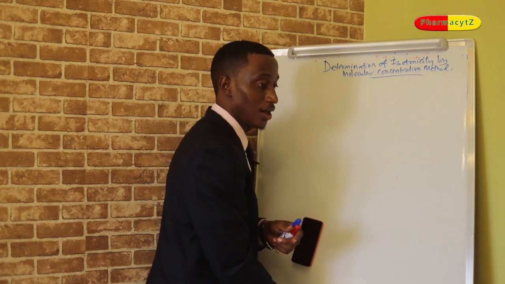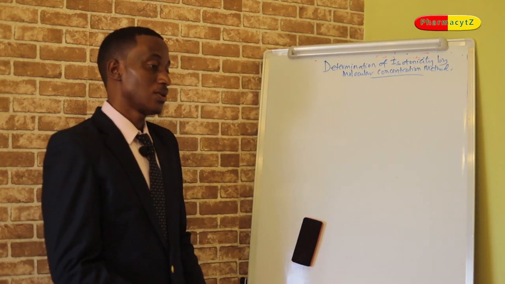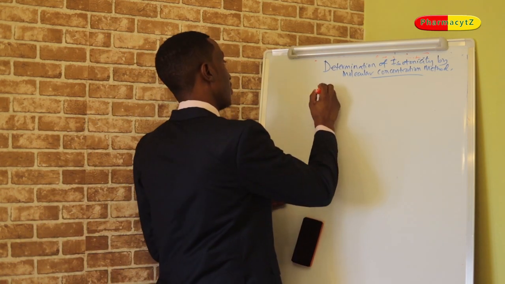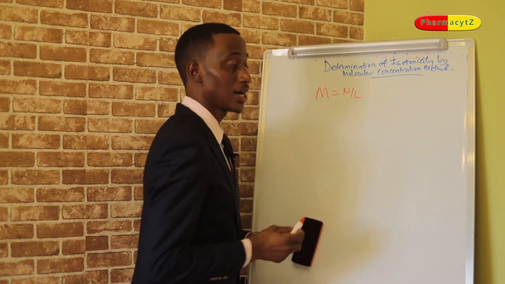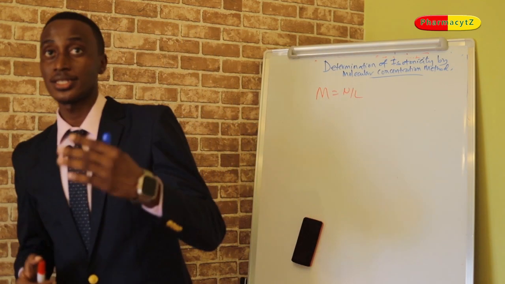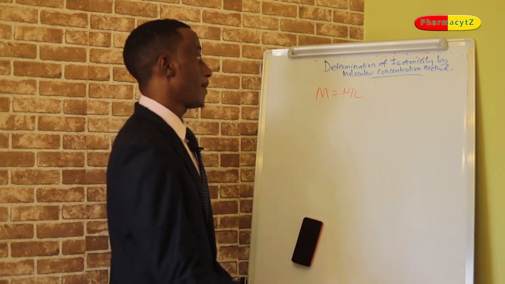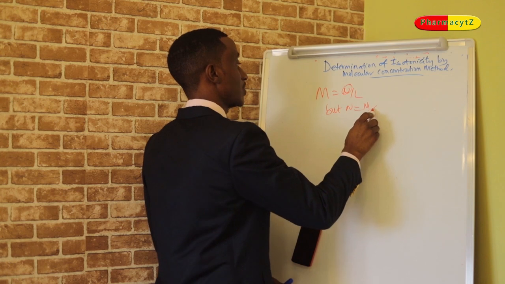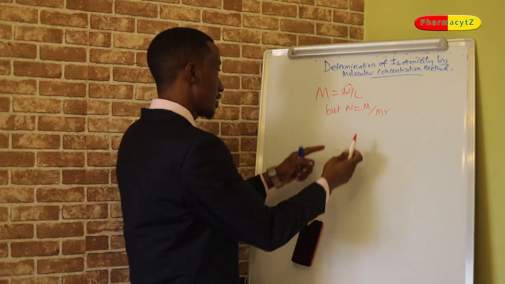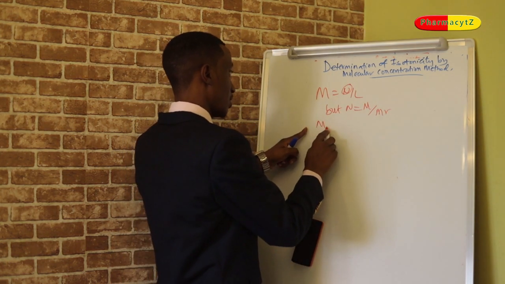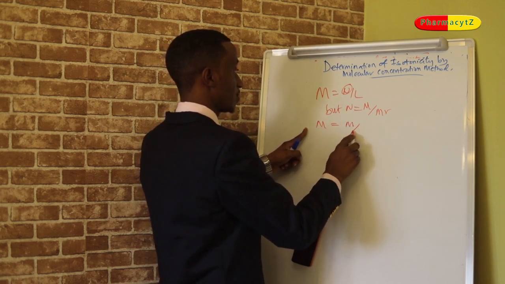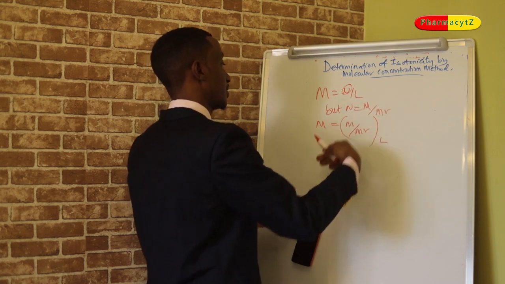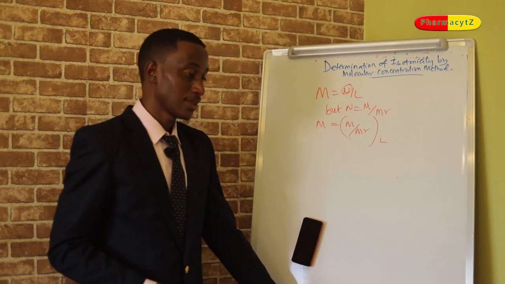Okay, let's go back to the concept of molarity, because we are determining isotonicity by using the molecular concentration method. As I said, molarity is equal to number of moles per liter: number of moles of a solute divided in 1 liter of solution. But remember, number of moles is equivalent to mass over molar mass or molecular weight. So if you substitute into the formula, molarity will be equivalent to mass over molar mass divided by liter.